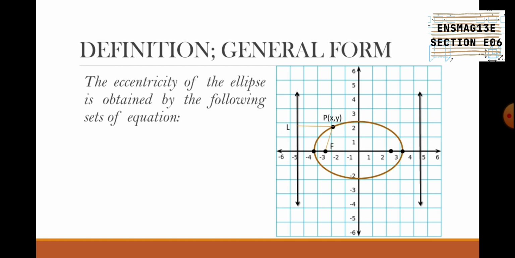The eccentricity of the ellipse is obtained by the following sets of equation. c over a is equal to e. a over d is equal to e.